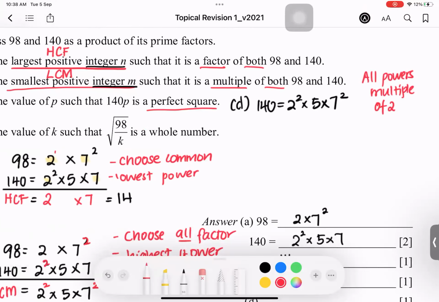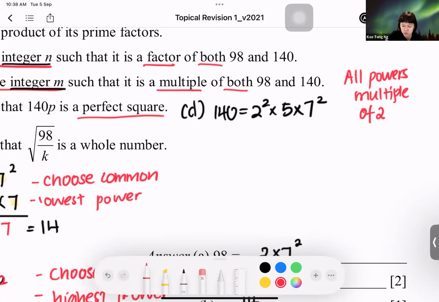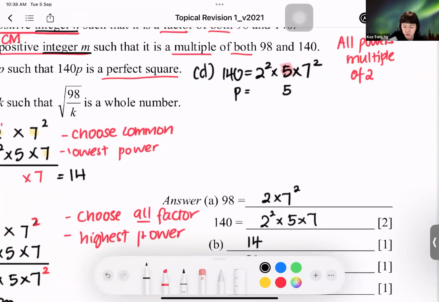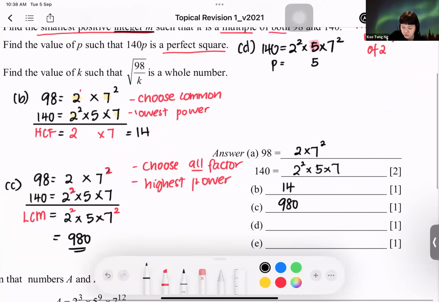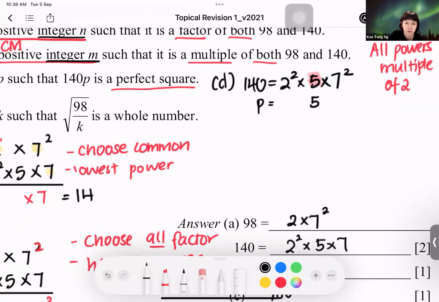But which of the following here does not have a partner? Which factor has no multiple of 2? The factor 5 is on its own. So what do we need to multiply to it? The letter P, I'll multiply the number 5 to it so that it becomes 5 squared. So I give it a partner. So P equals to what number? P is the number 5. Okay, so you see which one doesn't have power 2 or doesn't have a partner, you multiply for it.